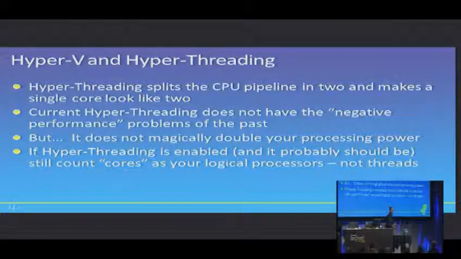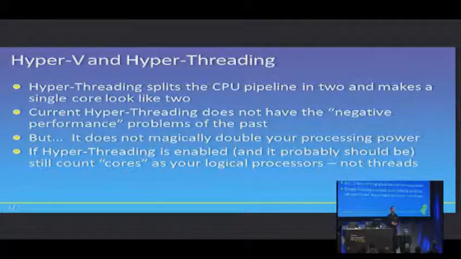Hyper-V is written to take advantage of Intel's new processor architectures. So with the new systems, hyperthreading on or off, you're not going to see that much of a performance difference with Hyper-V. And it's fine to leave it on.